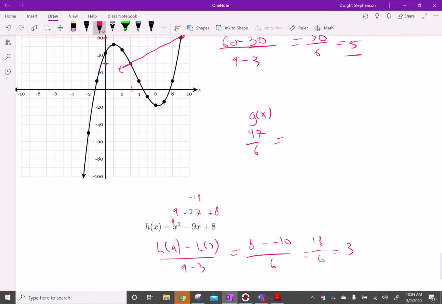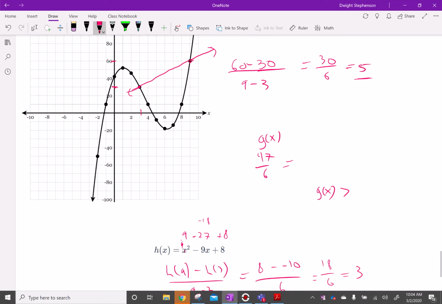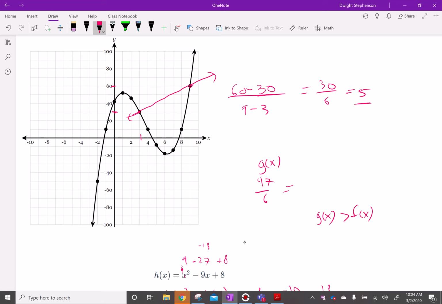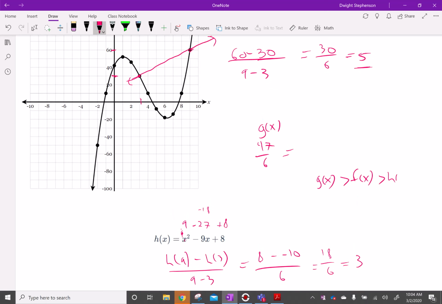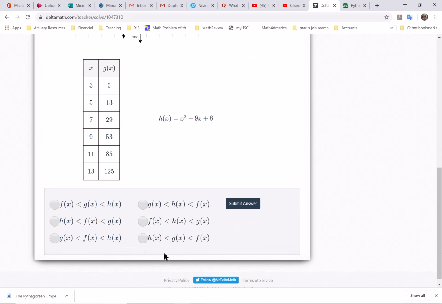Right? So then we want to order these. What's the biggest one? Well, g of x is the biggest. The next one is f of x, which was the graph, because that's 5. And then the last one, h of x, is the smallest, right? So h of x is the smallest, f of x is in the middle, g of x is the biggest. So you'd go to this and you'd say h of x is the smallest, f of x is in the middle, and g of x is the biggest. They have it written slightly different than me, but that would be the correct answer for that.